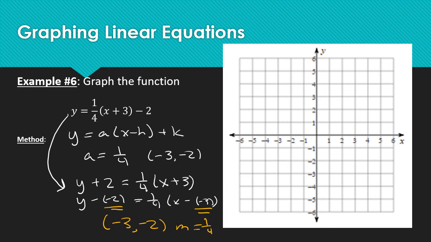So if I plot the point -3, -2, I have a point right here. I'm going to go up 1 and to the right 4, or you could go down 1 and to the left 4, and at this point you have a beautiful, beautiful line.